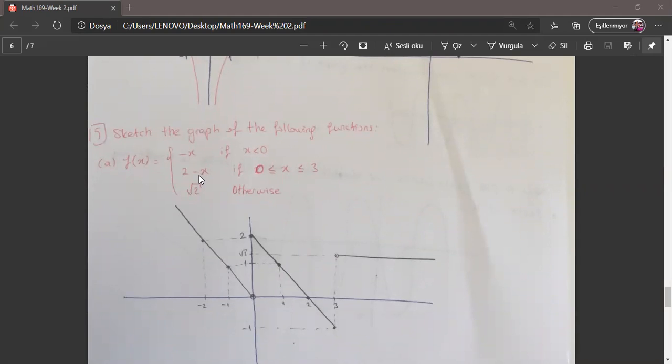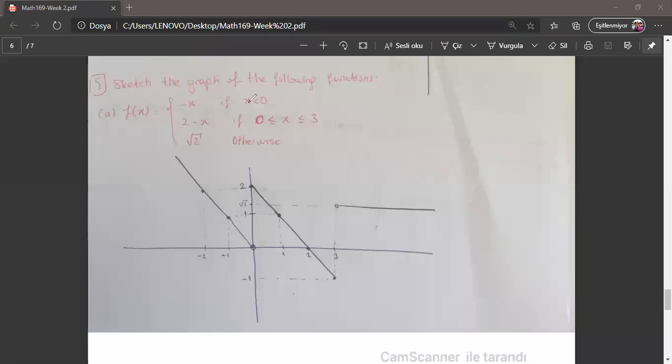Now we will sketch the graph of this function f. So it's defined piecewise. For the values which are negative, it's defined by minus x. So for the negative values, we have this line, y equals minus x. We knew that before. We have this, but it is not defined at 0 because we don't have equality here. So we put the empty dot here.